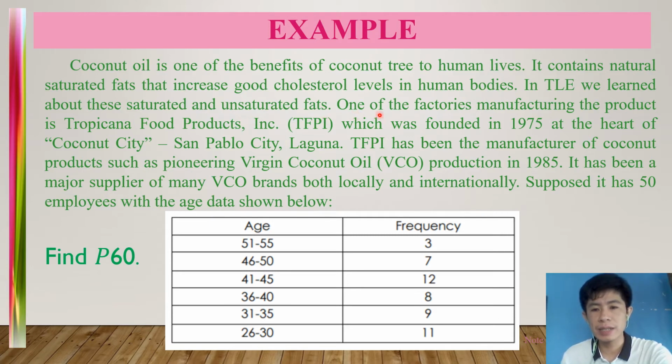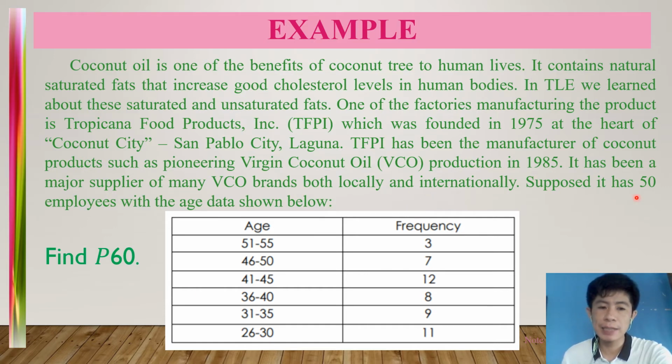One of the factories manufacturing the product of Tropicana Food Products Incorporated, or TFPI, which was founded in the year 1975 at the heart of Coconut City, the San Pablo City, Laguna. TFPI has been the manufacturer of coconut products such as pioneering virgin coconut oil or VCO production in 1985. It has been a major supplier of many VCO brands locally and internationally.